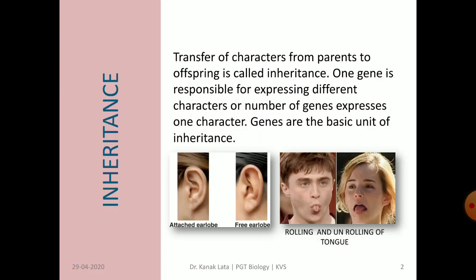First topic is inheritance. It is not a new concept for you. In class 10th, you have already studied it. Inheritance is the transfer of character from parents to offspring. Genes are the basic units of inheritance. One gene is responsible for expressing different characters, or a number of genes express one character. Here are a few hereditary characters like attached earlobe and rolling of tongue.